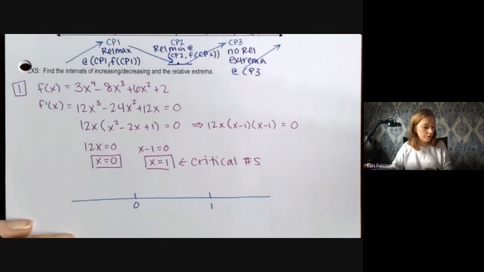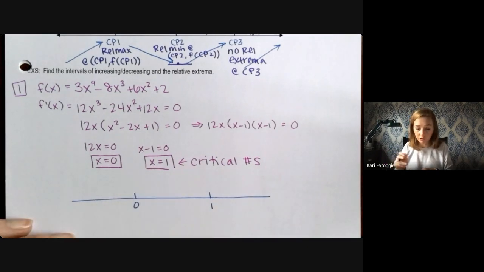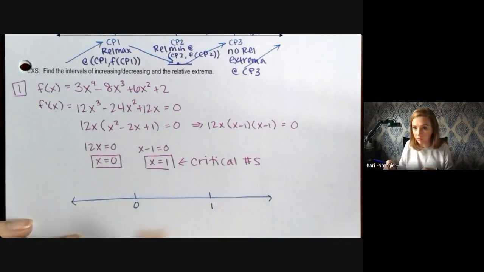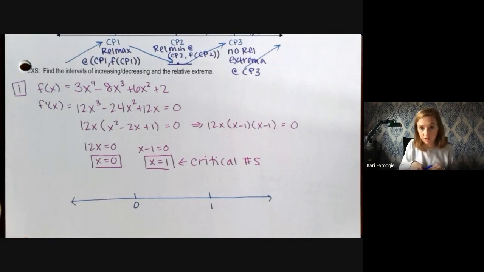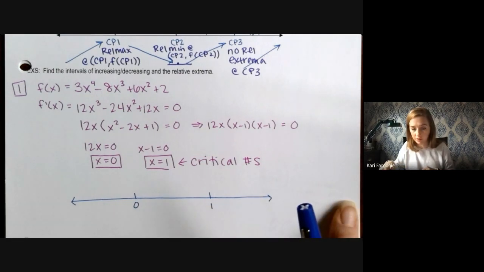What I'm going to do is pick a test value inside each interval. Now you have 2 critical numbers. That means you have 3 intervals. Now a polynomial function has a domain of all real numbers. That means that whatever's happening to the left of 0 happens all the way down to negative infinity, and whatever happens to the right of 1 happens all the way to positive infinity.